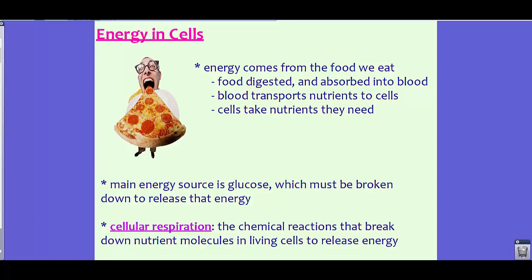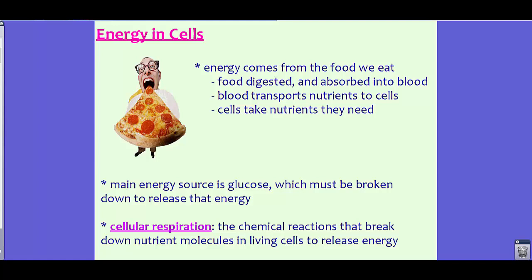Now the main energy source is glucose, and this glucose must be broken down somehow in order to release the energy. So it's kind of cyclical. Photosynthesis is pretty cyclical. Now the process that breaks glucose down is cellular respiration. This is the process of several chemical reactions that break down nutrient molecules in the living cells in order to release energy.